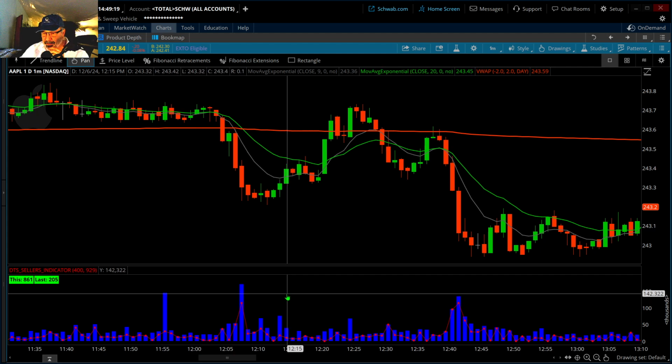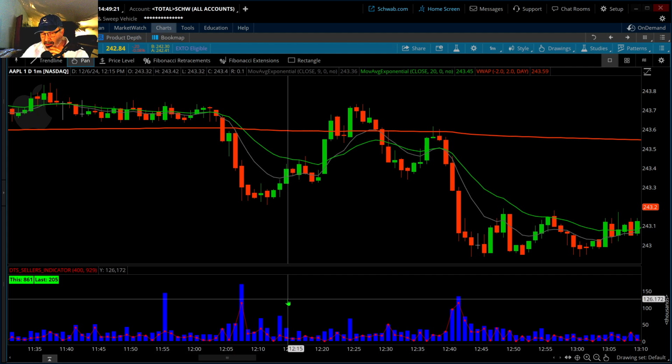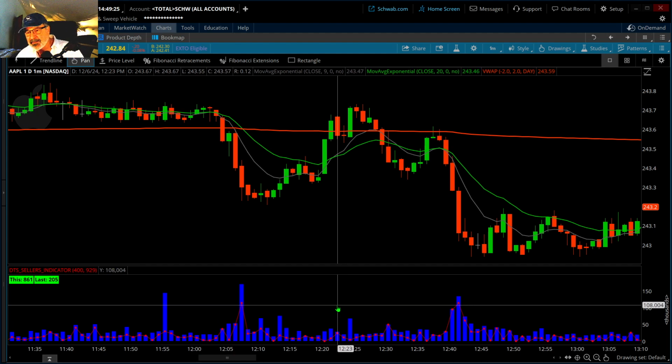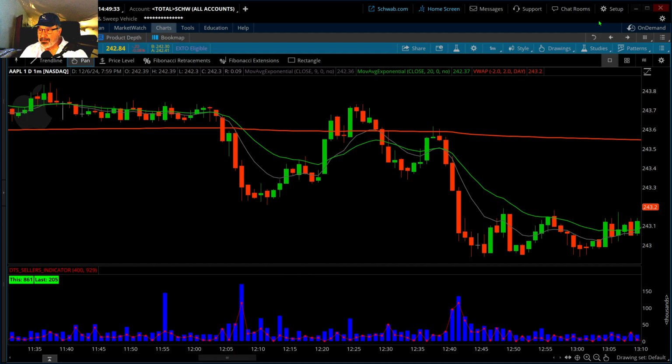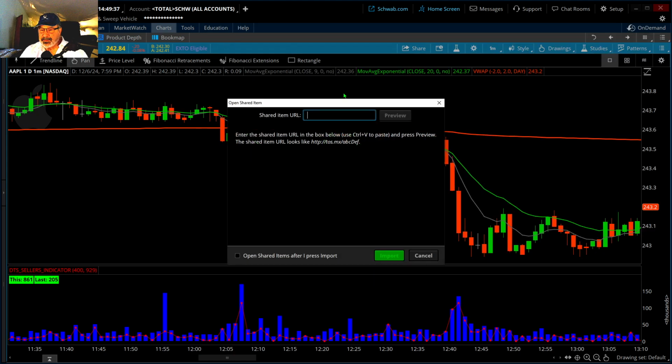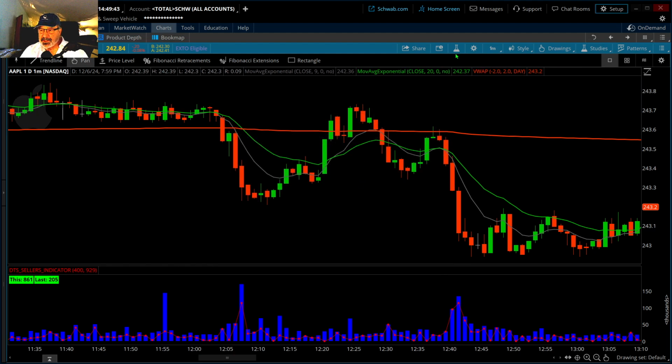Now remember, if you have to bring it into your study, and all these indicators that I have, you highlight and copy. Don't click on them. Don't click the links. Highlight and copy. Go into your setup, open shared item, hit Control V, preview, and import. And then it'll be in your studies right here.